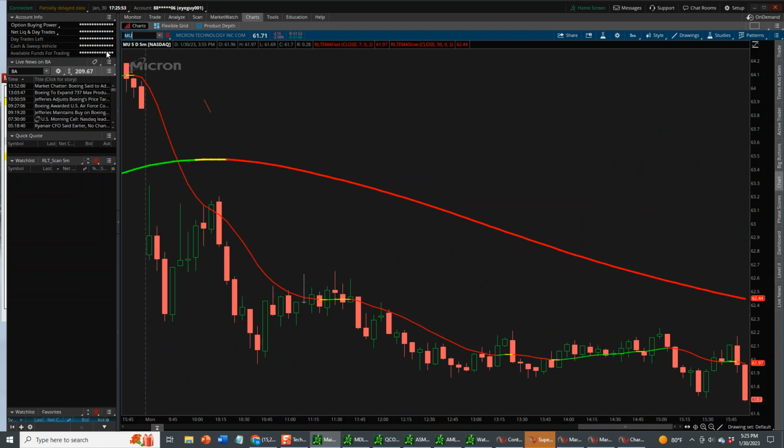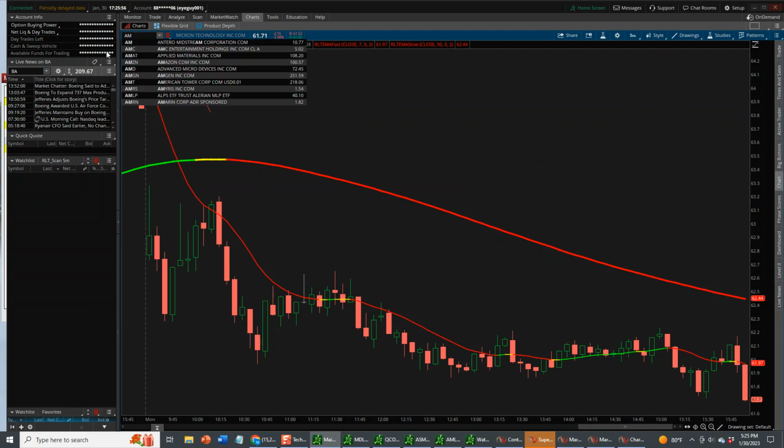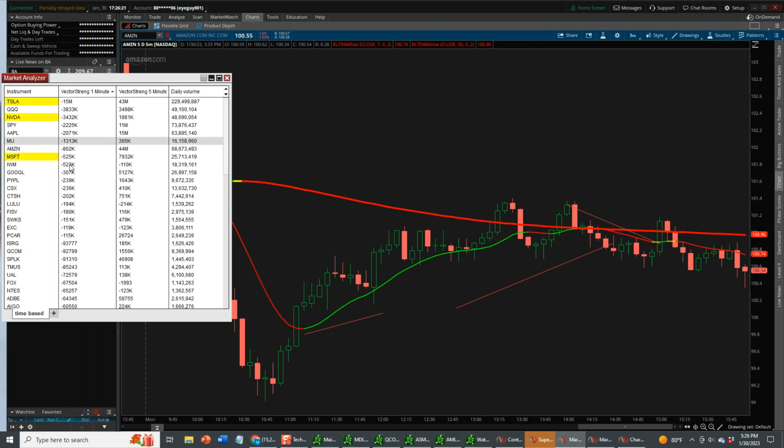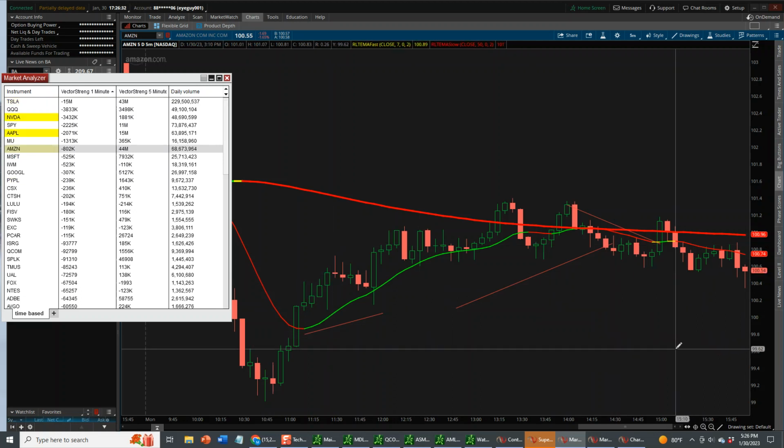And then finally, we'll look at Amazon. Amazon took its move here and then just sort of languished. But there was nothing you can trade long here. It was always a down market. Now, if we go back to Amazon, we can see that Amazon's all the way down here. It doesn't have a particularly strong negative vector strength for today. That's why we didn't get a strong move to the downside.